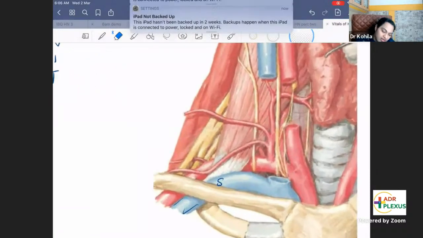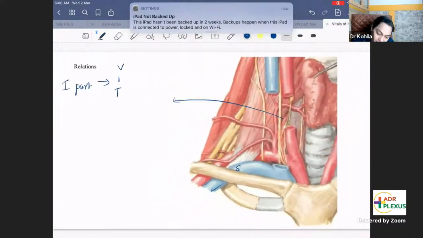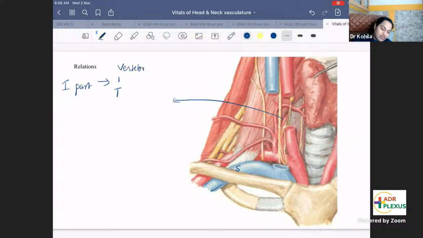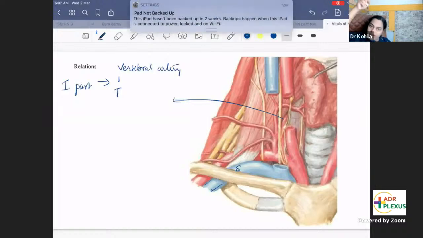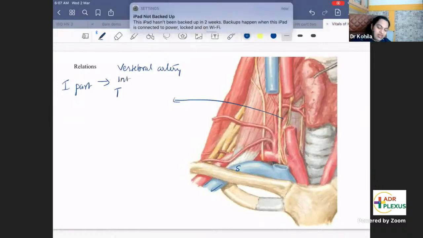Yeah, this one there. This is the vertebral artery. Okay, can you identify that there? That's the vertebral artery. Then the one that's not seen here, but the only branch that's going downward will be the internal thoracic artery.